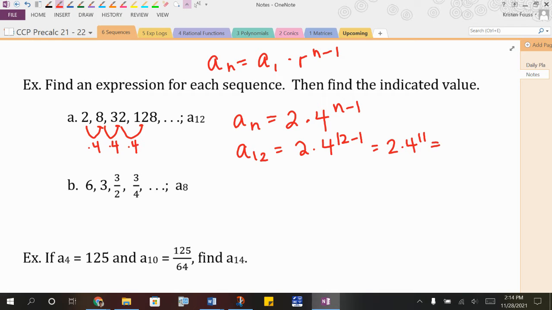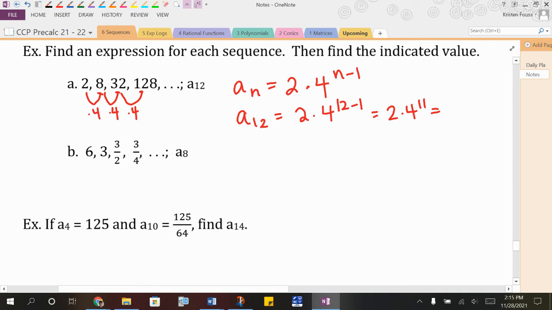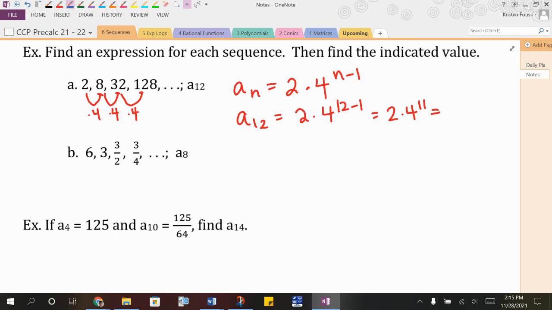I don't have a calculator on me, but you'll see, just like with exponential functions, these guys get big really fast, especially in cases in which we're multiplying by 4 11 times. So don't be surprised when you get some big numbers. Or, like if we look at letter B, maybe some small numbers. So let's check out letter B.